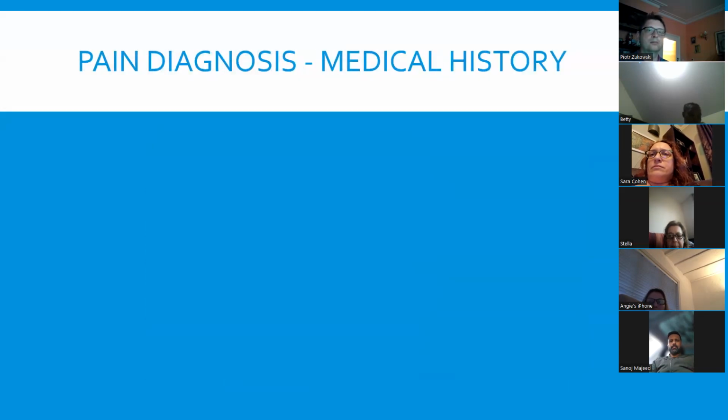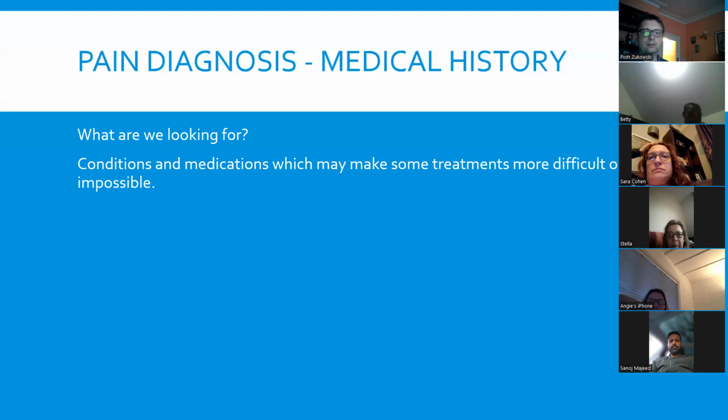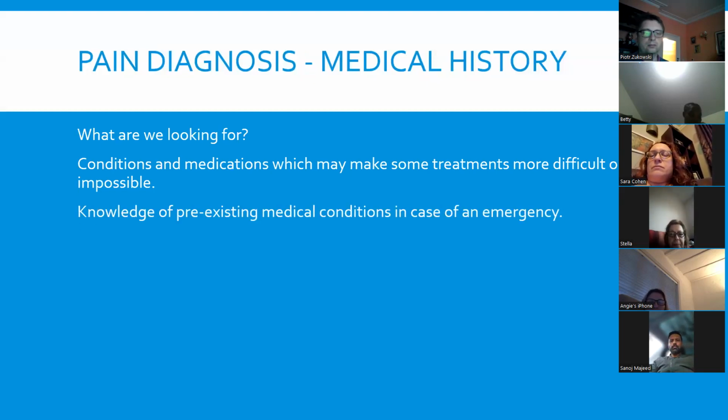Okay, so what are we doing? We start an appointment off for a pain diagnosis. We need a medical history. What are we looking for in the medical history? Two things primarily: conditions and medications which may make some treatments more difficult or impossible. And knowledge of pre-existing medical conditions in case of an emergency. I mean, that's pretty important medico-legally, or when something goes wrong.